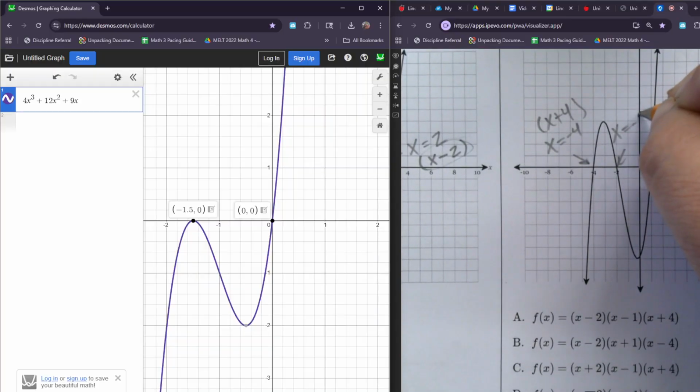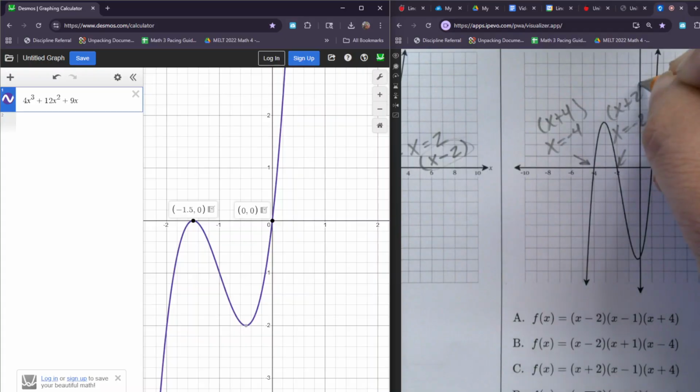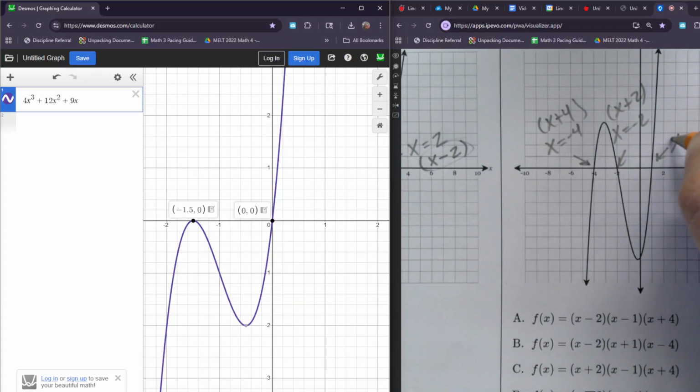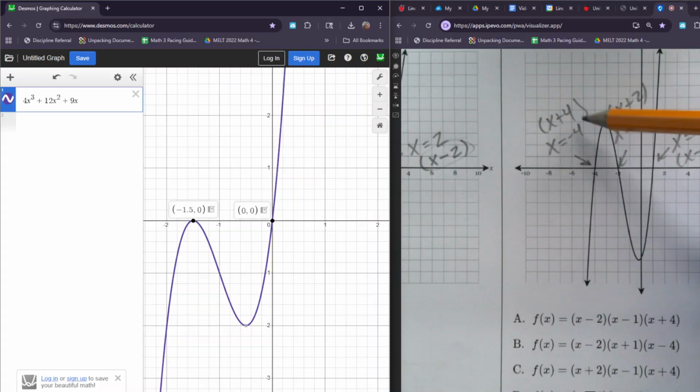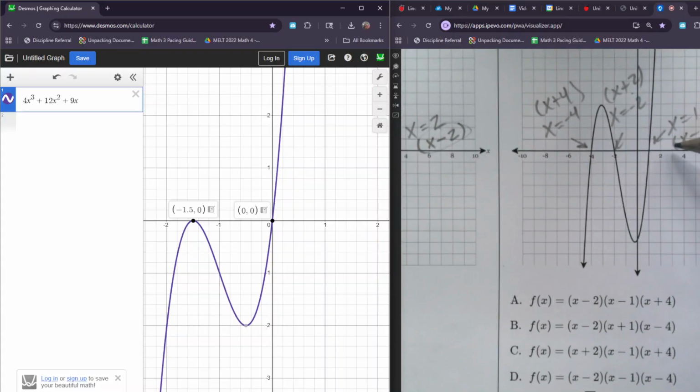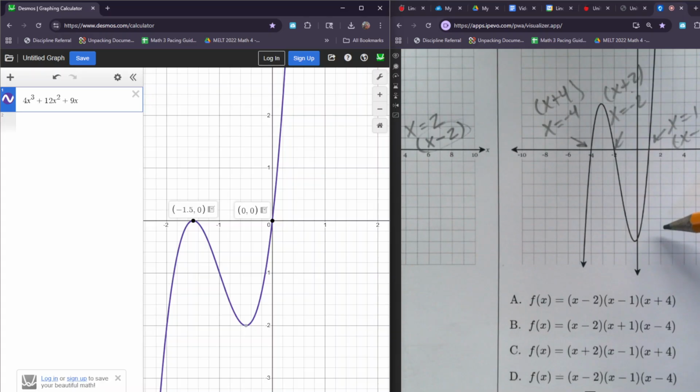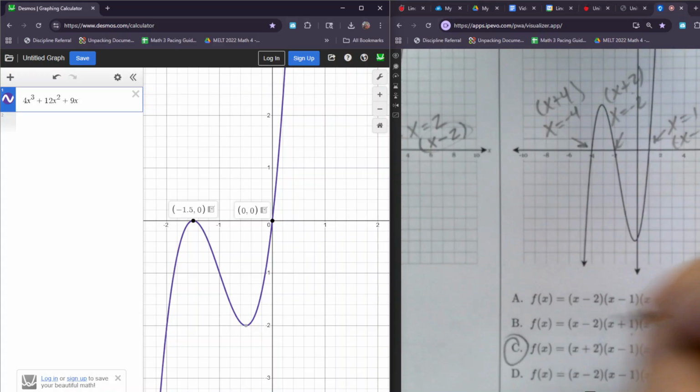X equals -2. That makes it x plus 2. And then x equals 1. That gives me x minus 1. Okay. So this is my combination: x plus 4, x plus 2, x minus 1. All right, so it's actually going to be this one: x plus 2, x plus 4, x minus 1. Yeah. So C would be the final answer there.